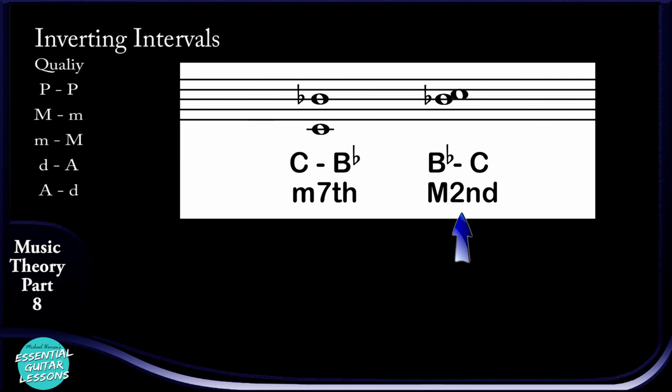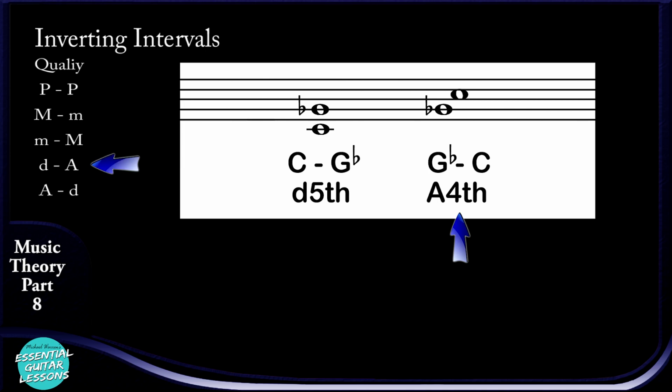Let's do C to G flat, which would be a diminished fifth interval there. Make it G flat to C, so we're putting the C up an octave, making that higher. Diminished now becomes augmented, and then we just take 5 from 9, and that gives us 4 there, so we have an augmented fourth interval there, G flat to C.